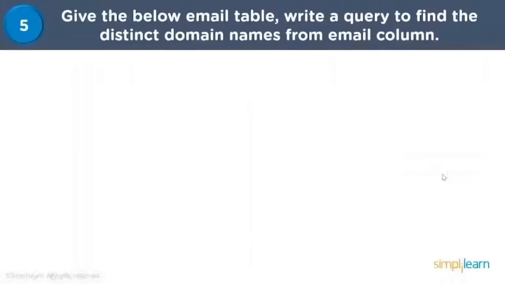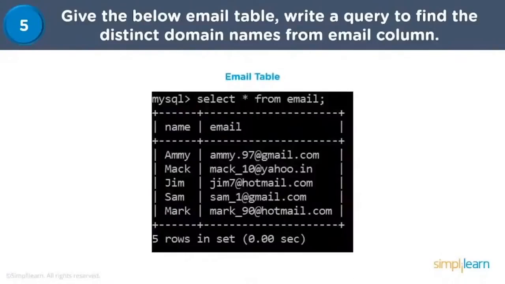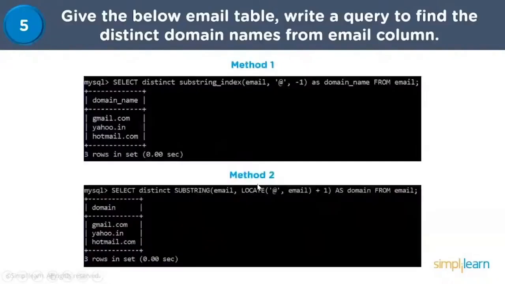Now let's check the fifth question in our list. Given the below email table, write a SQL query to find the distinct domain names from the email column. So if you consider this as my email table, the domain names are gmail.com, yahoo.in, and hotmail.com. These are the distinct domain names. Now to solve this task, again we have two methods. Either you can use the substring_index function, or you can use the substring function. The substring_index function returns a substring of a given string before a specified number of delimiters.